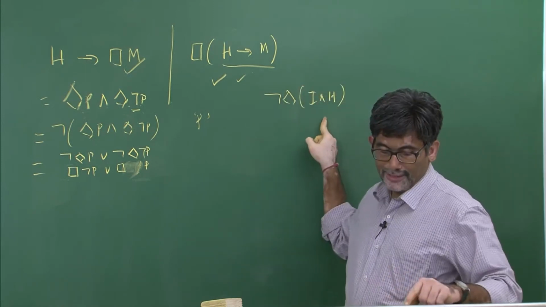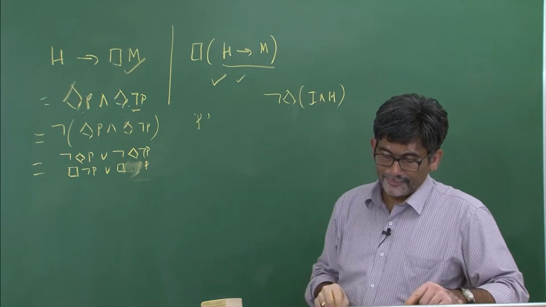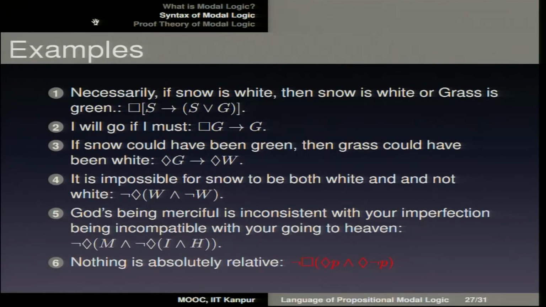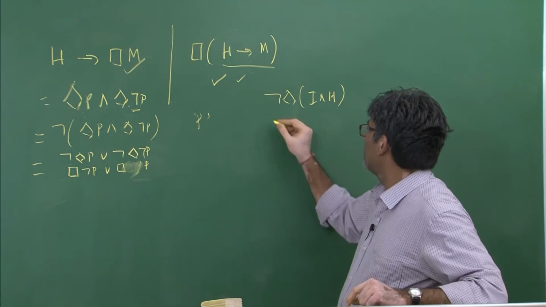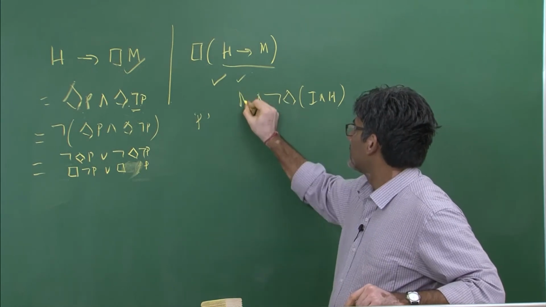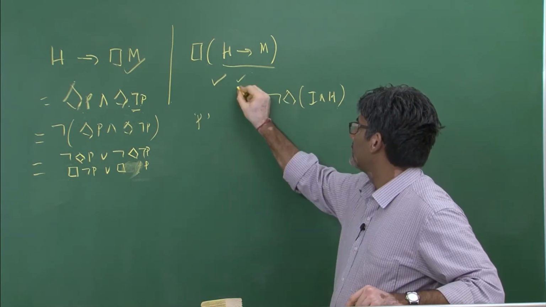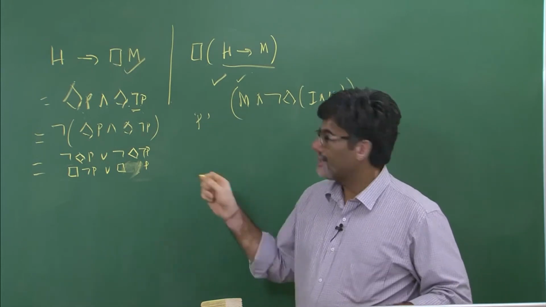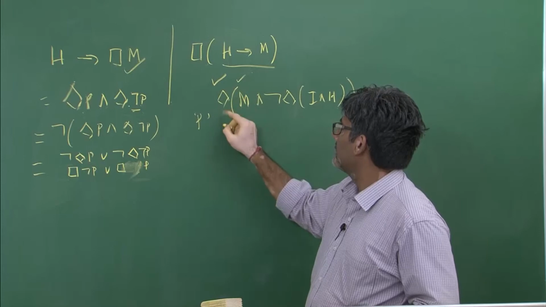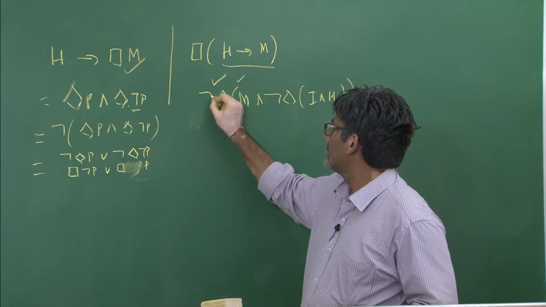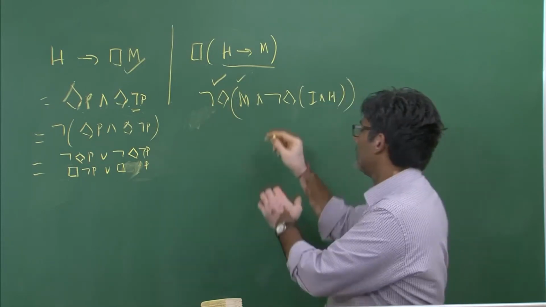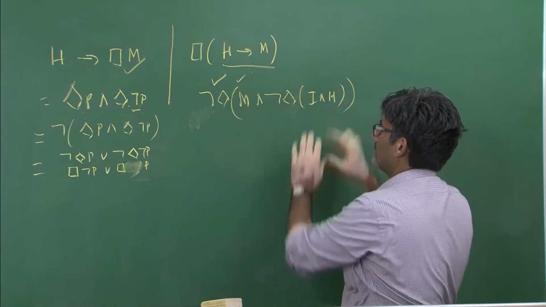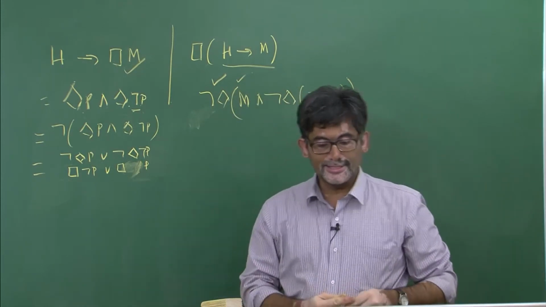So now this one together with God's being merciful has to be inconsistent. So this together with this one, it has to be inconsistent. If it is consistent you put like this, but if it is inconsistency you put negation here. This shows that this part and this part are not consistent to each other.